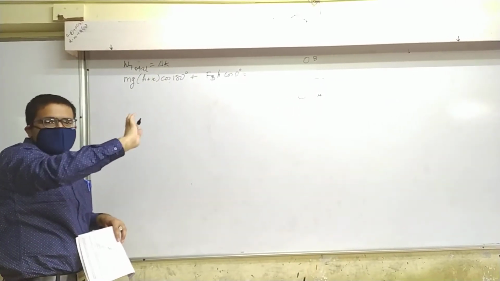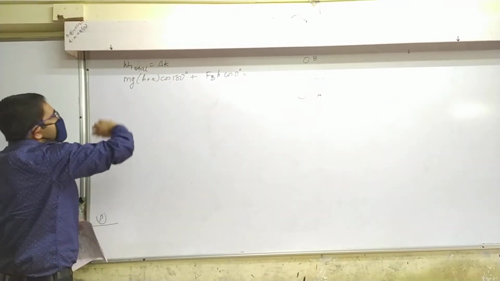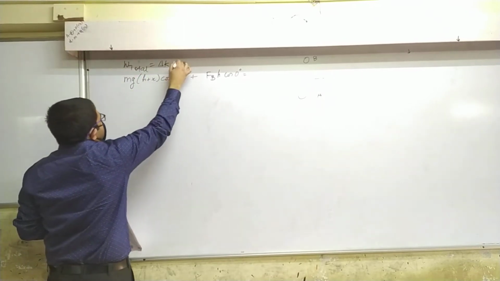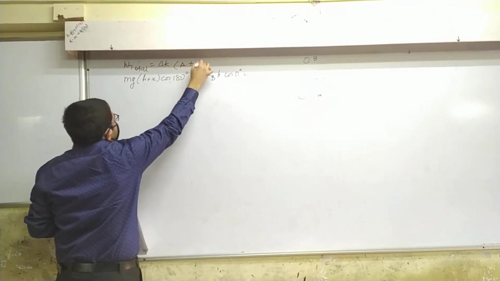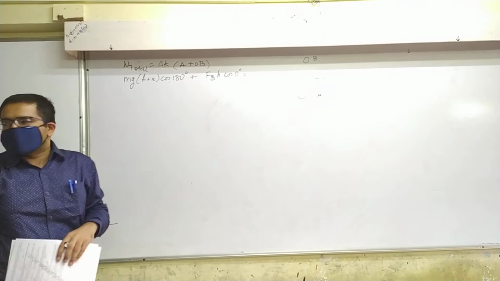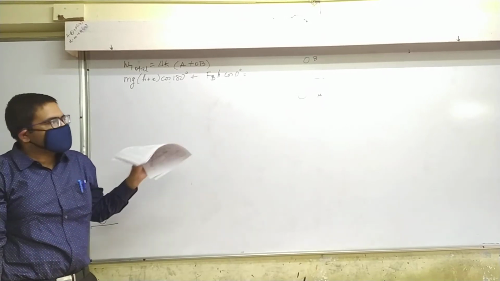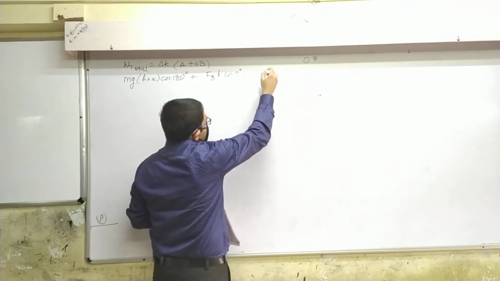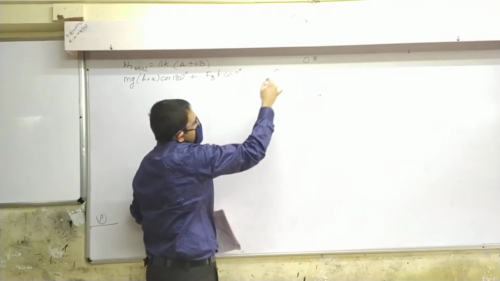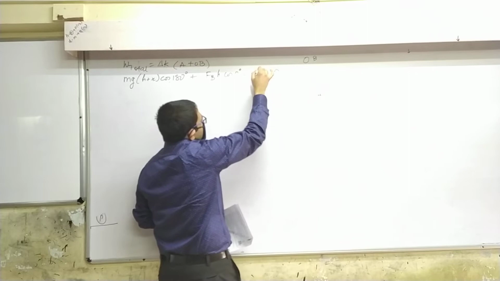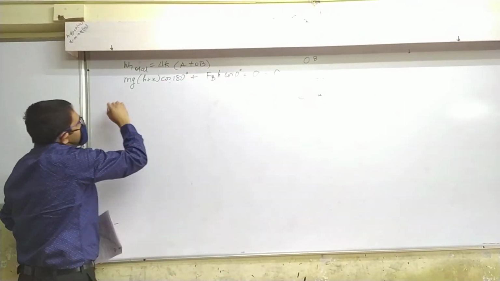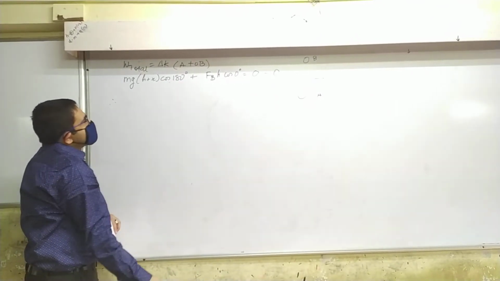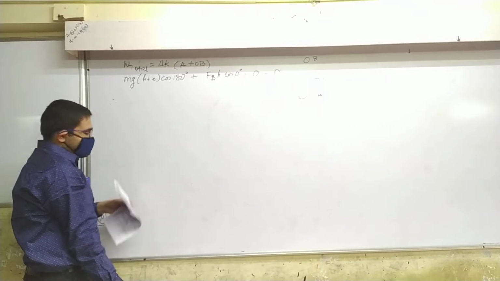So W total is equal to delta K, and we are doing this for A to B, right? So initial kinetic energy at A, 0. Final kinetic energy at B, which is the highest point. So here also, put values, and we have to get the answer now.